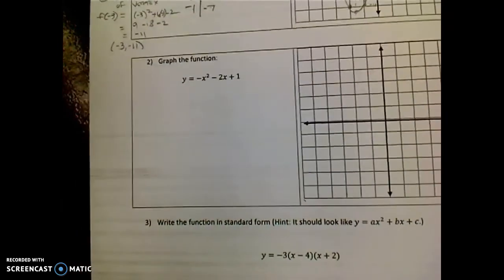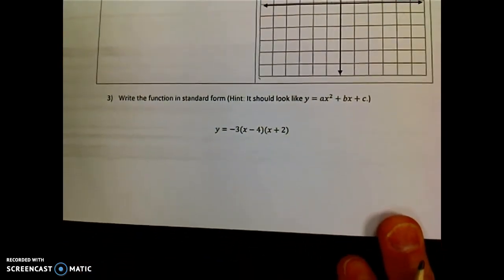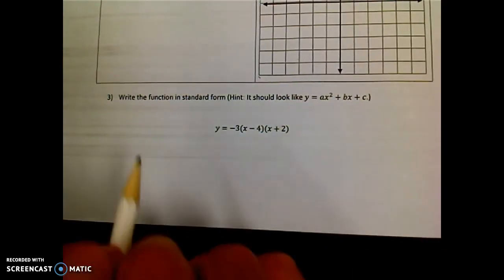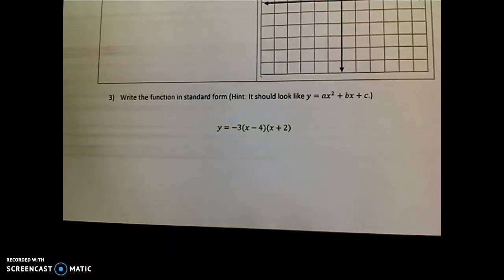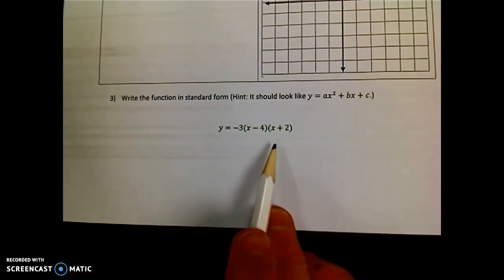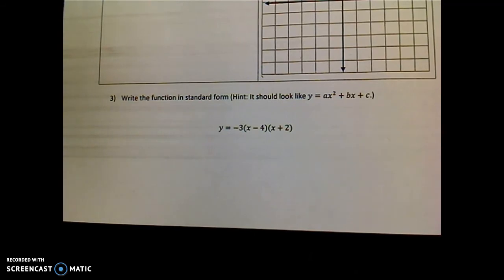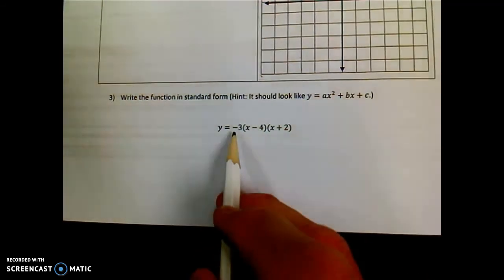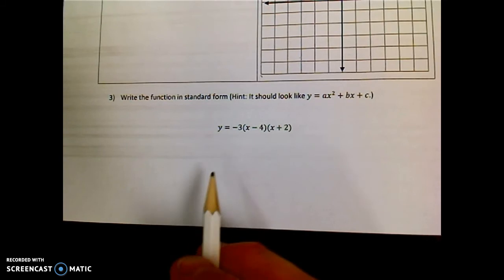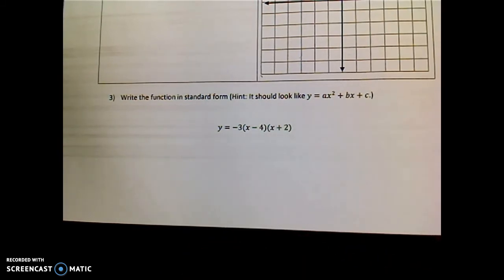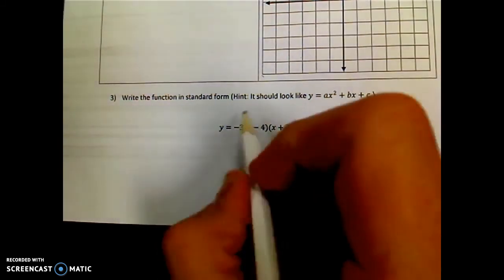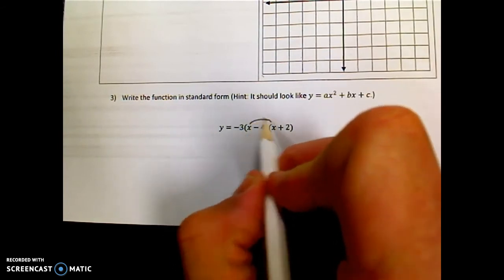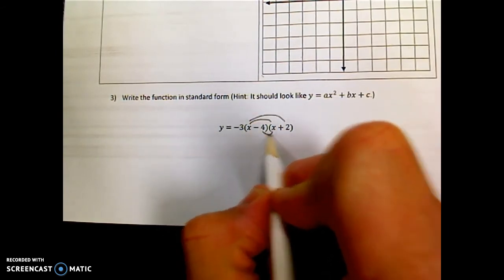There was one more practice problem on the in-class set. I'm going to jump over that. I'm going to take a look at number 3. We're going to take this expression and we're going to rewrite this in standard form. Y equals negative 3 times the quantity x minus 4 times the quantity x plus 2. Well, if you remember multiplying binomials together, it's the distributive property twice.